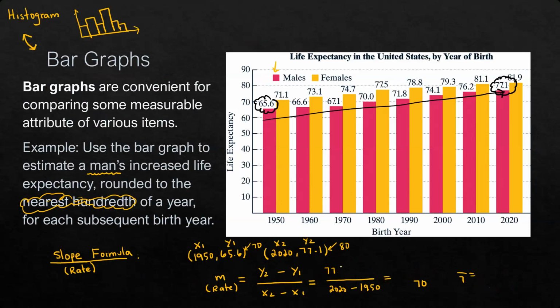So here we had 77.1 minus 65.6. I'm going to do that in my calculator. I don't know how to use my calculator, apparently. 77.1 minus 65.6 is 11.5. And then I'm going to find out what that divided by 70 is in my calculator, and I get 0.164228. And then once again, if I want to round it to the nearest 100th, we get 0.16. So based on the exact computations, the life expectancy of a man is increasing by 0.16 per year.